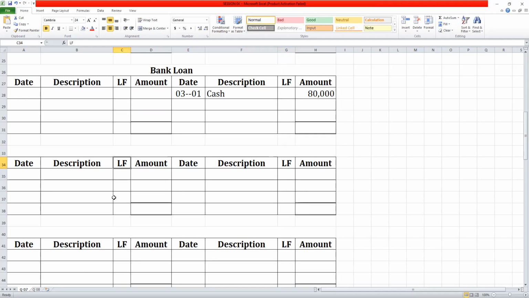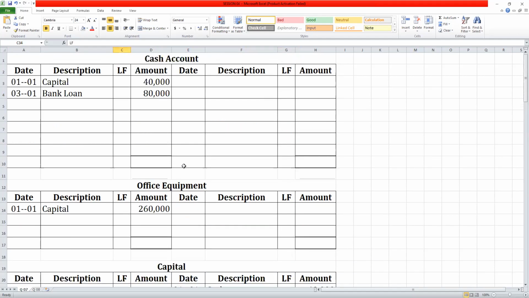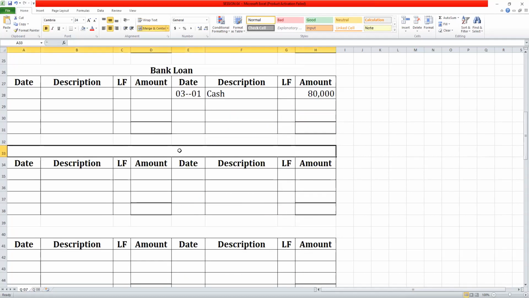Good. Transaction number 3, cash purchases 30,000. Now, it's a payment. When you purchase goods on cash, the cash decreases. Cash decreases credit. Why? Asset decreases credit. Record it here, 9th of January, purchases, value is 30,000 rupees. Why is the cash account credited? Because cash is an asset. Asset decreases credit. Now open a new account for purchases.